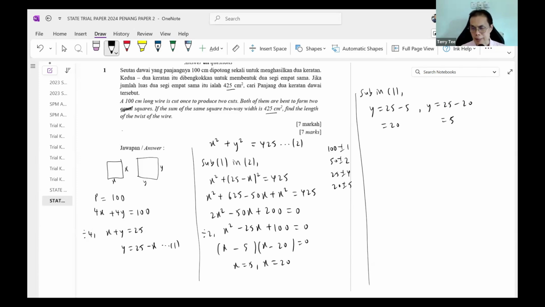So there are two possible lengths. But you are supposed to find the length of two pieces of wire, panjang dua keratan dawai. It doesn't matter whichever comes first. The first one, you need to multiply by 4 because there are 4x here. So it's 4 times, let's say your x is 5, so that's 20. The second one is 4 times 20, that will be 80. So the lengths of the wire will be 20 cm and 80 cm. When you add together, the total length is 100.